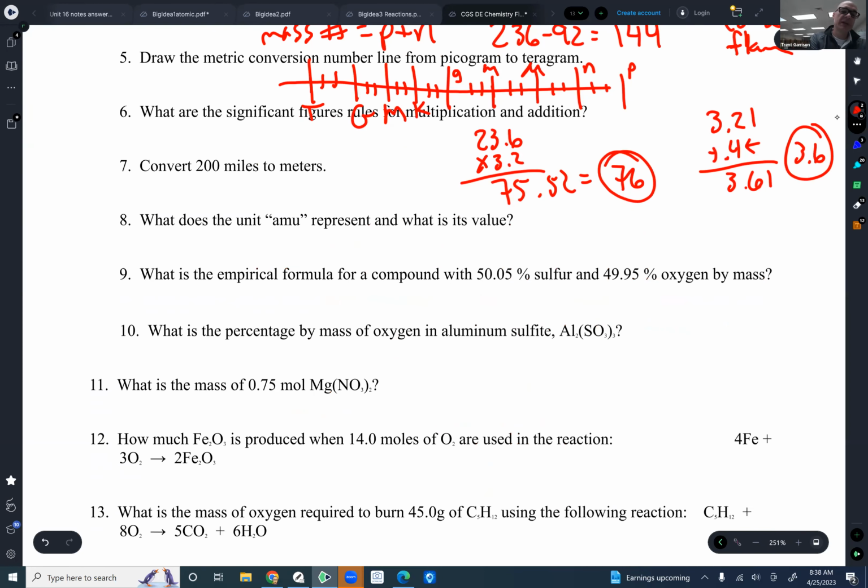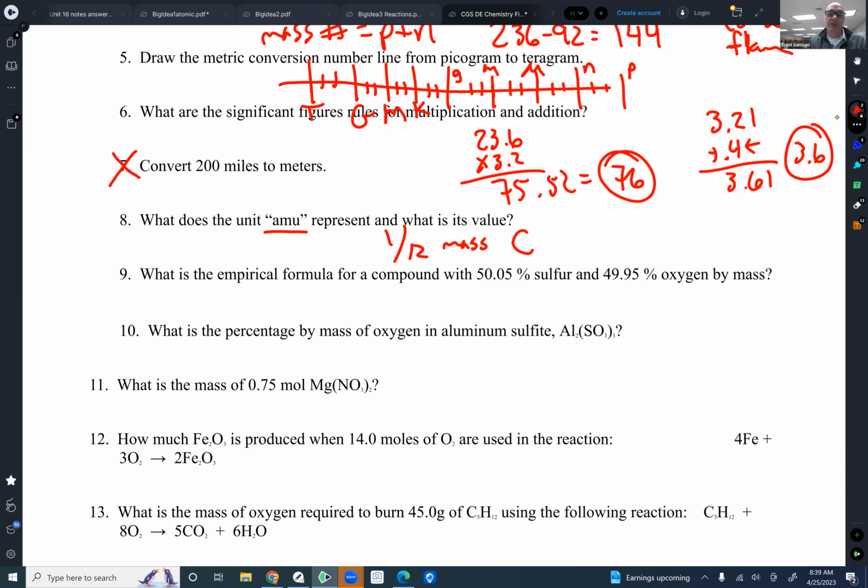Number 7 has been changed. There were concerns that it was not something that has to do with chemistry. So it has been changed. I am honestly not certain what it will change into. So we will fix that later. AMUs are atomic mass units. They are 1/12 the mass of a carbon atom.